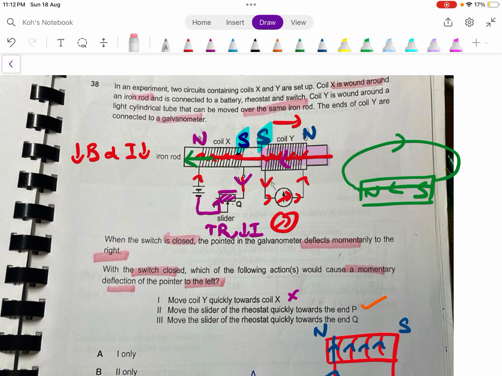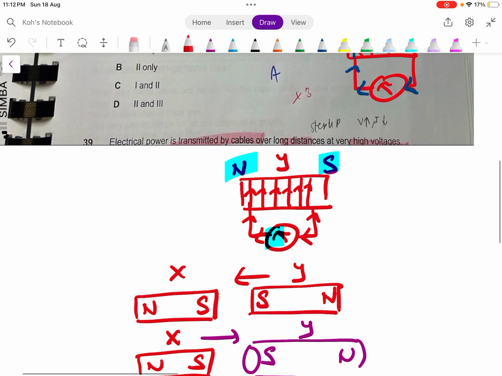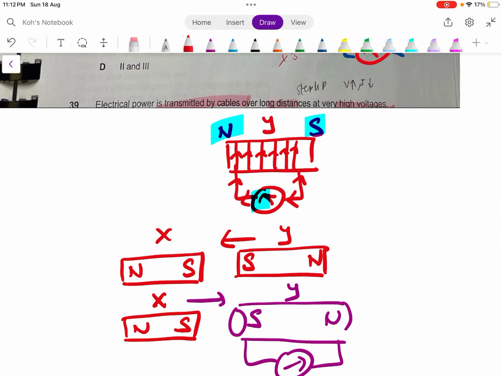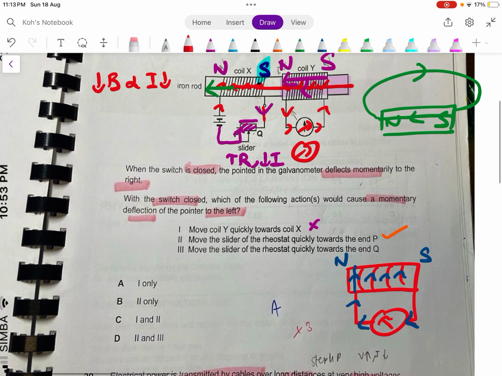Okay, so what would the coil Y do, right? It will actually want to increase the magnetic field in the left hand direction. Meaning that this part must be north pole, this part must be south pole. So this will cause the current to flow in this orientation. As long as the left hand side of coil Y is north pole and the right hand side of coil Y is south pole, the current will flow in this manner. Meaning that your galvanometer will point towards the left hand side. Okay, so that's why number 2 is the correct one.